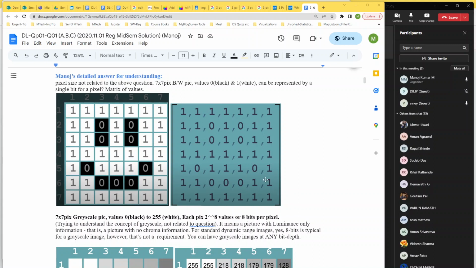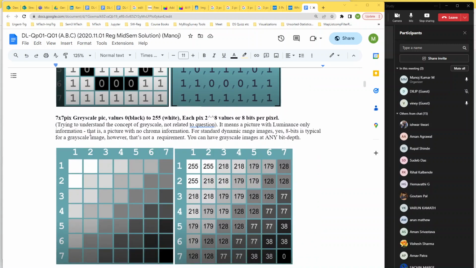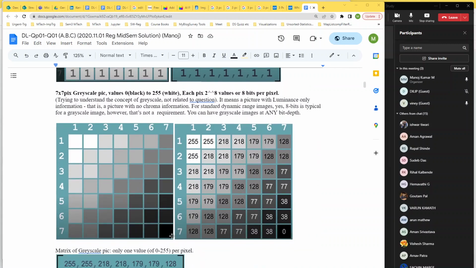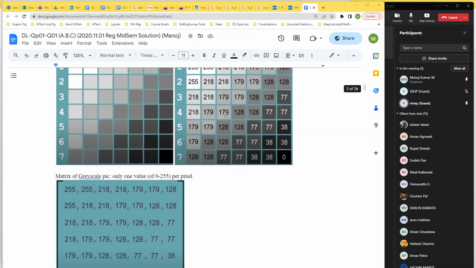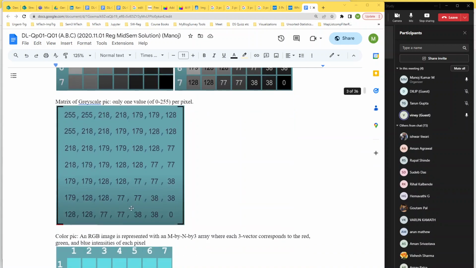it becomes a matrix. Similarly, if you go to grayscale, black is 0 and white is 255, and all the shades are different values. So it becomes 0 to 255 in this way. We can represent the same matrix in this way, just put these values out and put commas.